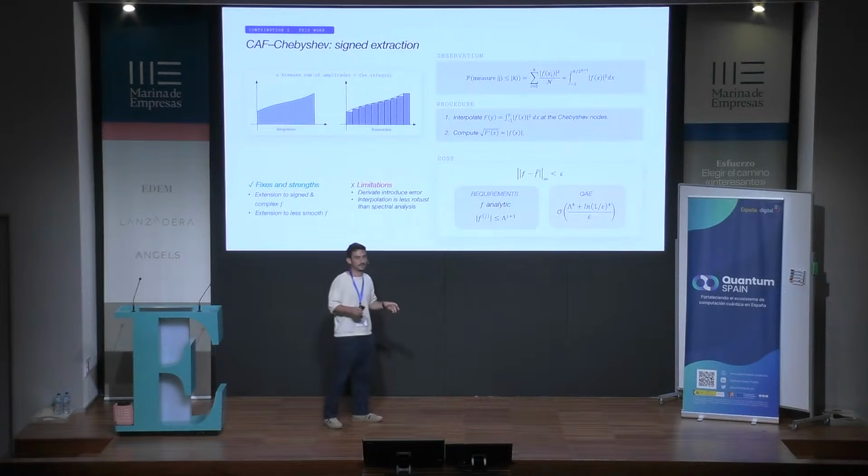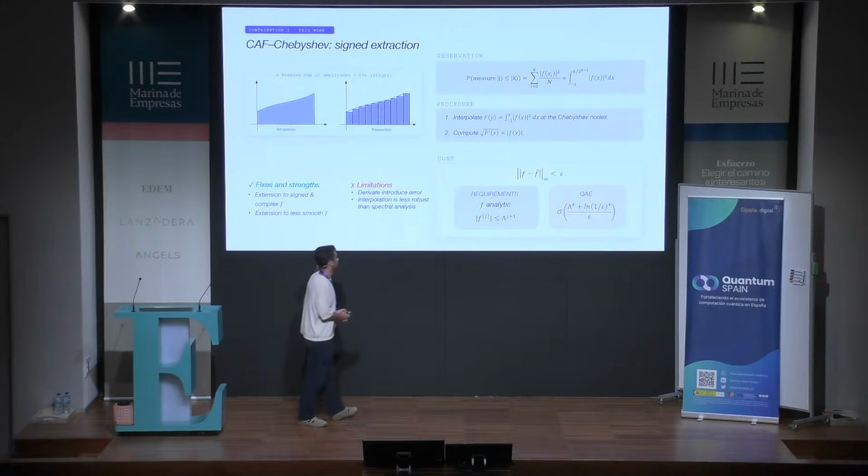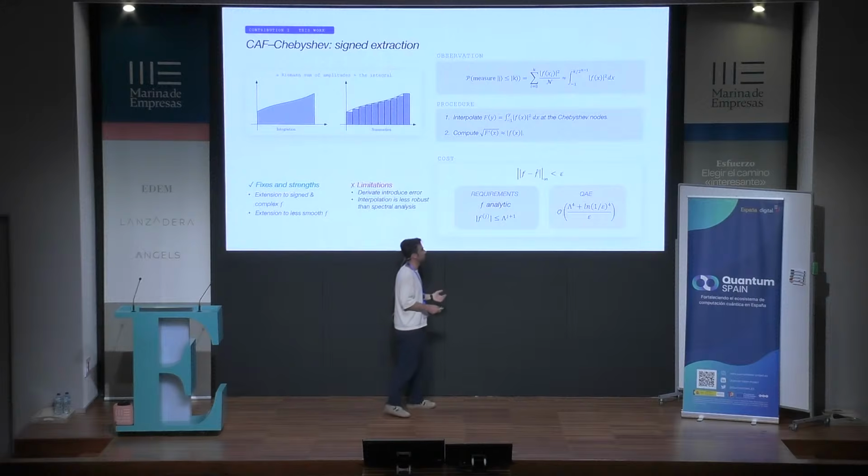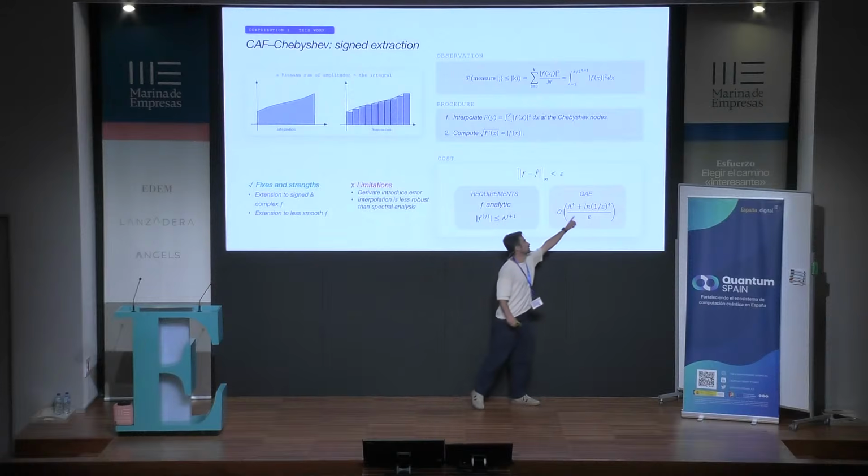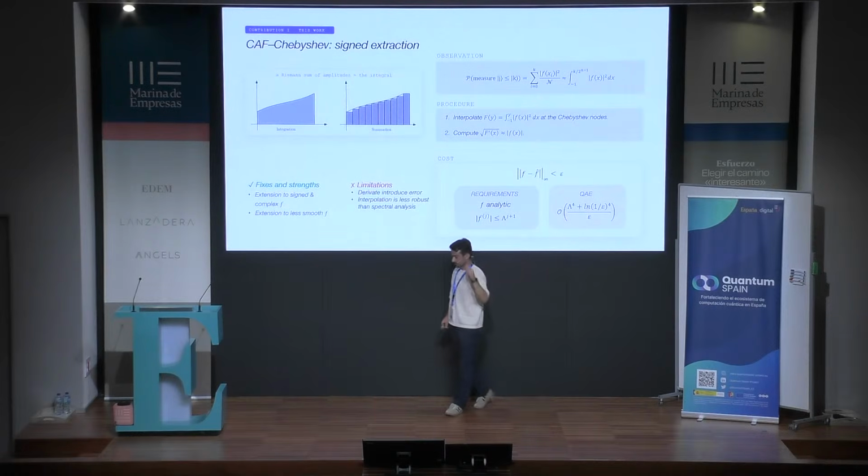So we can evaluate the integral of the square of the function. This f can be interpolated at the Chebyshev nodes, and then we can do the derivative and the square root, and we can obtain the absolute value of the function. This method is explained for analytic functions, and if f is analytic and all the derivatives are bounded by a number, then the complexity scales like this, with this logarithmic factor.